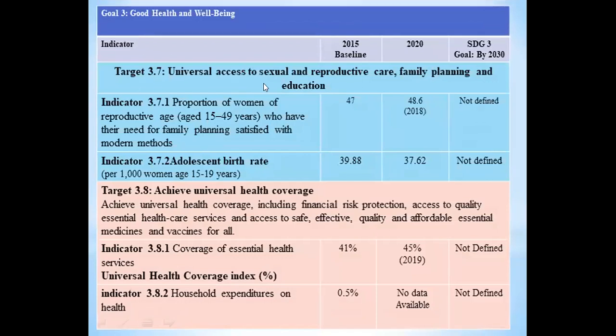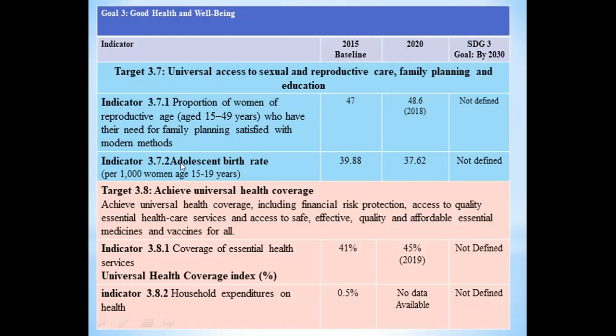3.7, universal access to sexual and reproductive care, family planning and education is indicated. 3.7.1, proportion of women of reproductive age who have their need for family planning satisfied with modern methods. In 2015 it is 47, whereas in 2018 it is 48.6. Its target is also not defined.